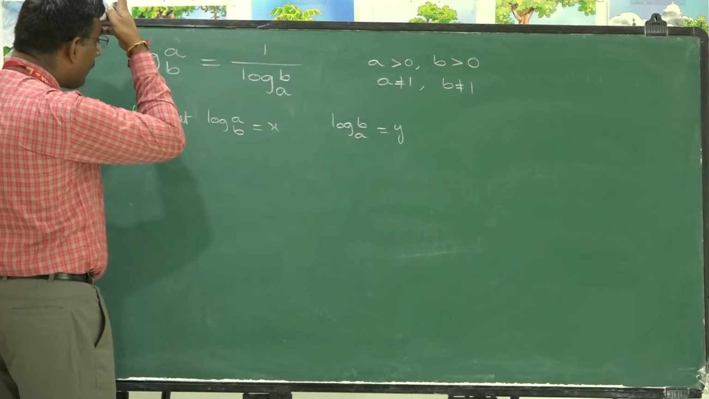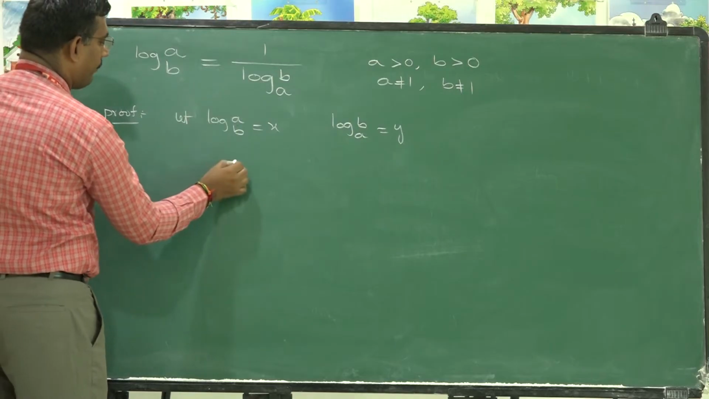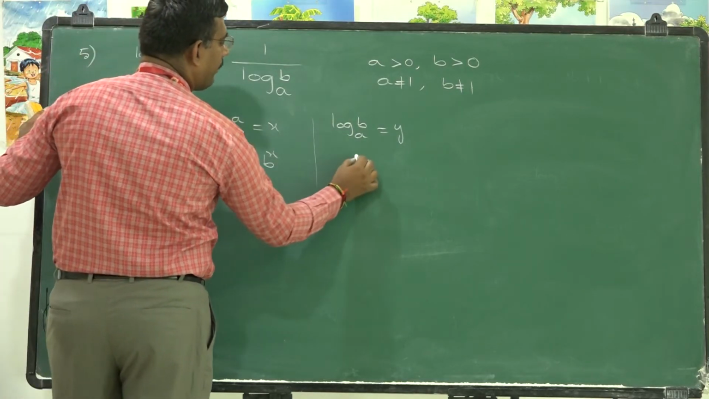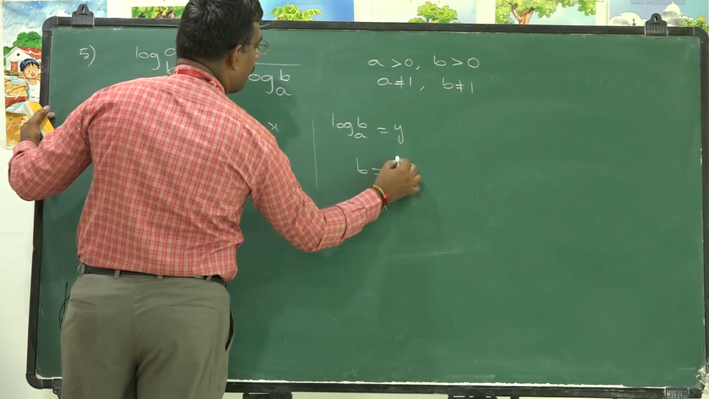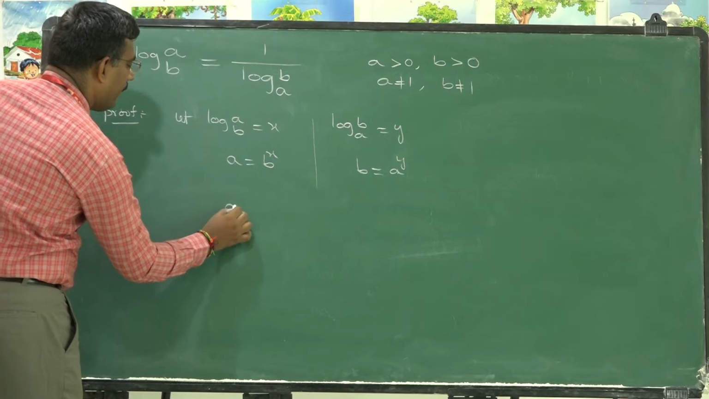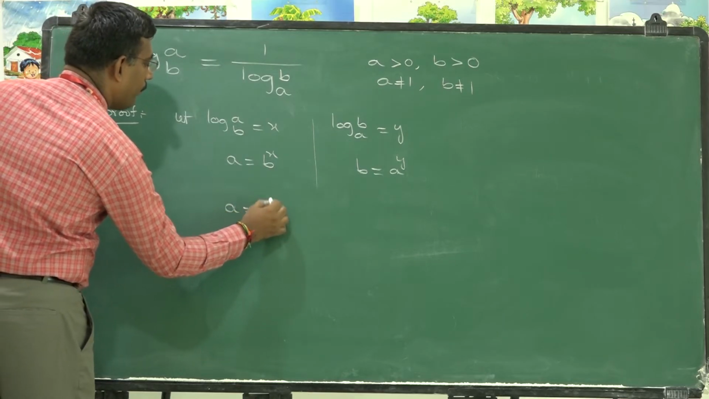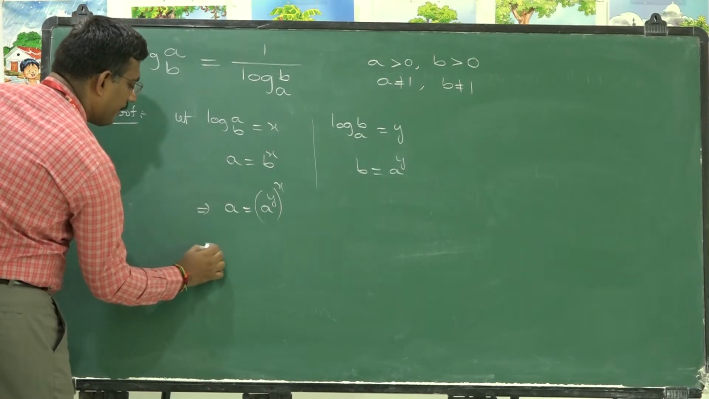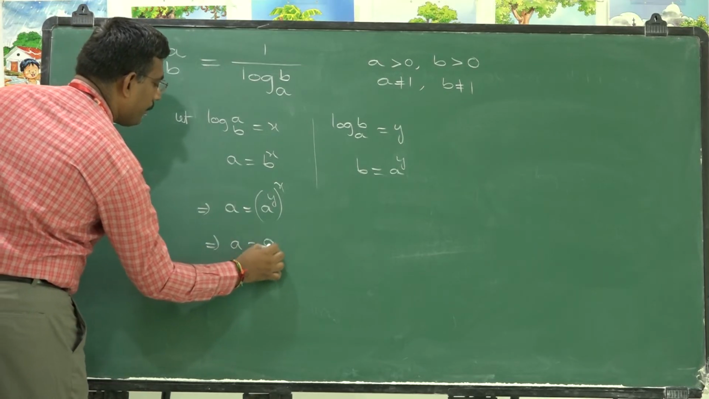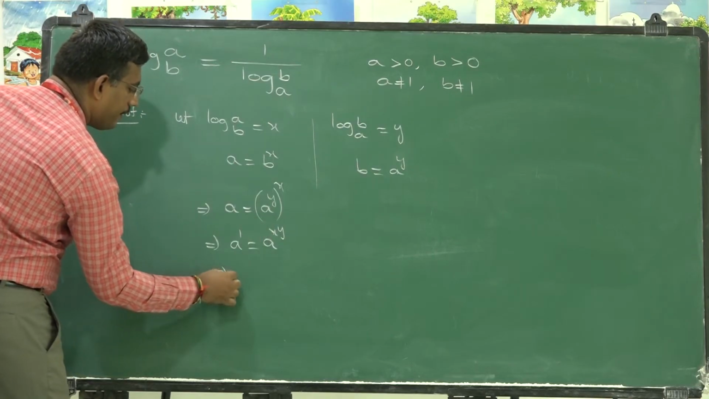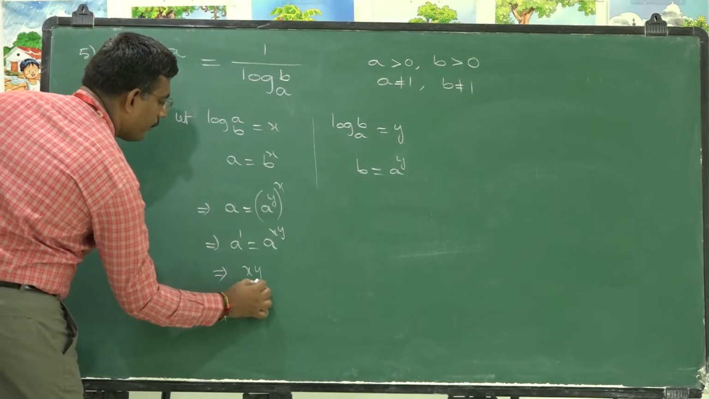Now we convert this logarithmic form into exponent form. a is equal to b power x. Here b is equal to a power y. Substitute b value in the first equation. a is equal to a power y whole power x. That implies a is equal to a power xy. So bases are equal, equating the powers. xy is equal to 1.